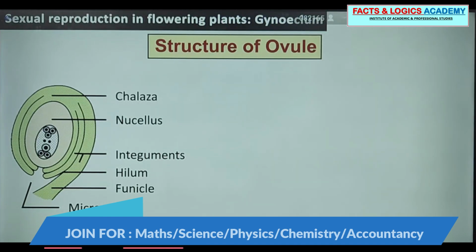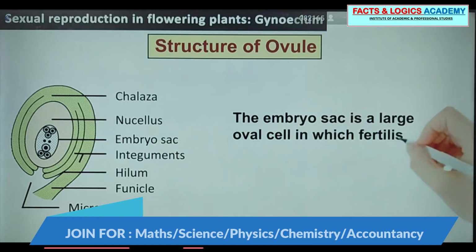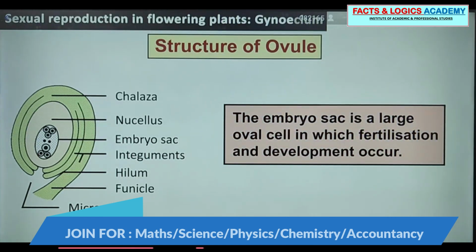Moving on to the next part of the ovule, we have the embryo sac. The embryo sac is a large oval cell in which fertilization and development occur. The embryo sac, or female gametophyte, is located in the nucellus. An ovule generally has a single embryo sac formed from a megaspore.